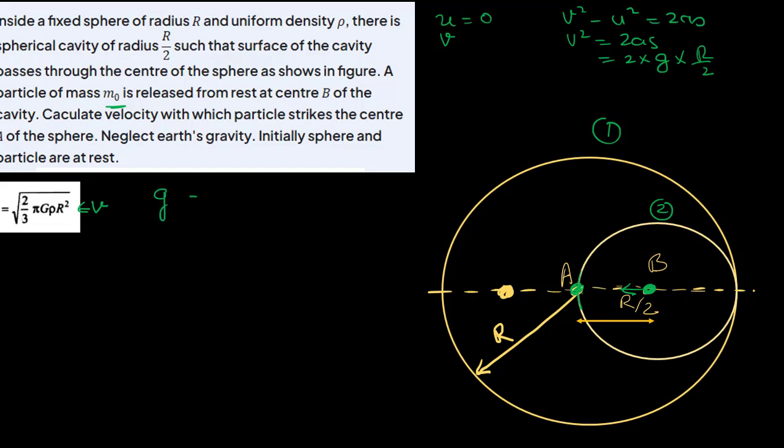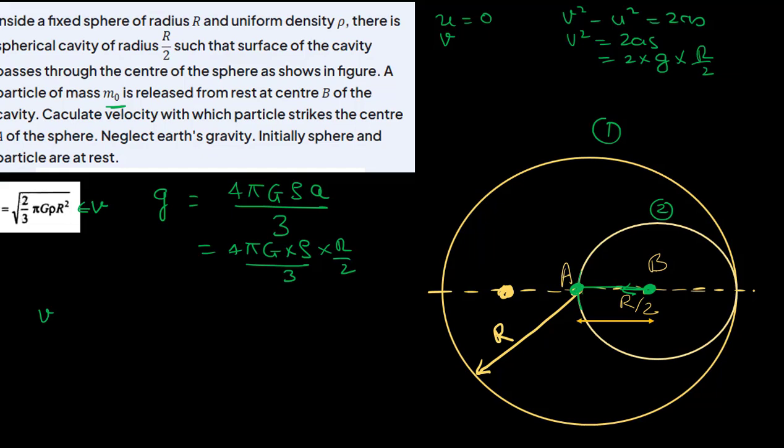So g, as you know, is 4 pi g rho a by 3. That will give me g equal to 4 pi g into rho into a by 3. What is a? a is r by 2. The distance between the center of the sphere and the center of the cavity is r by 2. So r by 2 divided by 3. Now I know g. I simply put it over here and see what I get.